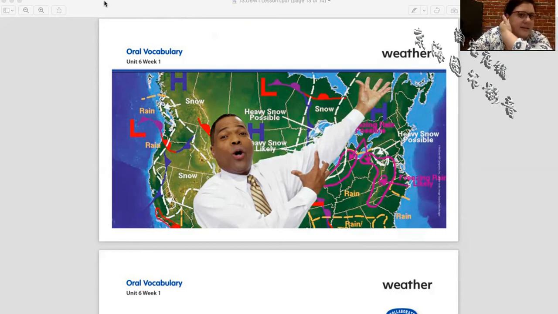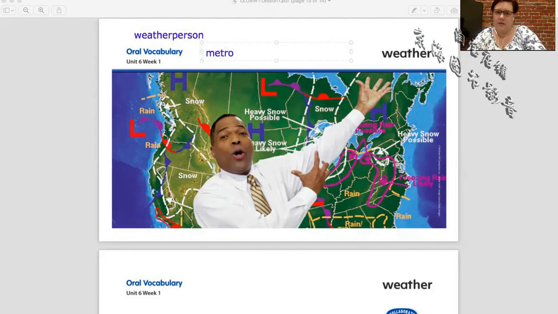So the person that tells us about the weather, in English, is called the weather person. Okay, so we can call them the weather person, or the really fancy way to say this in English is a meteorologist. And I'm not going to spell it for you because I don't know how to spell it the right way, but you can look it up. So, meteorologist is a really fancy way of saying somebody who talks about weather.